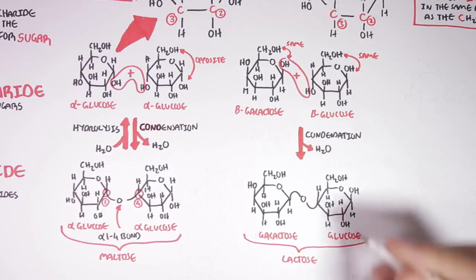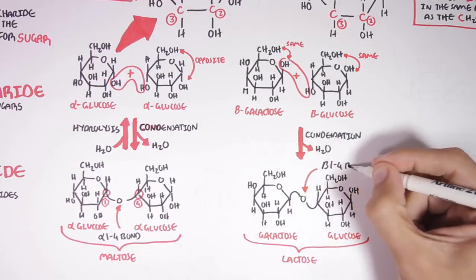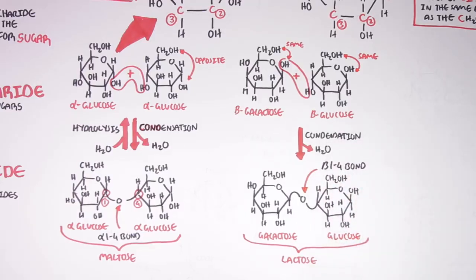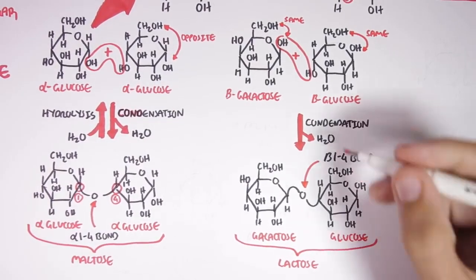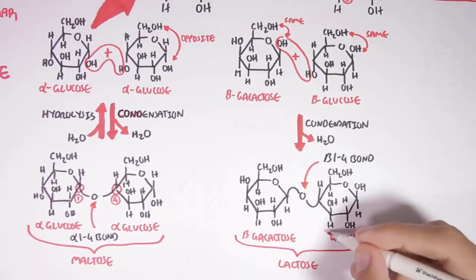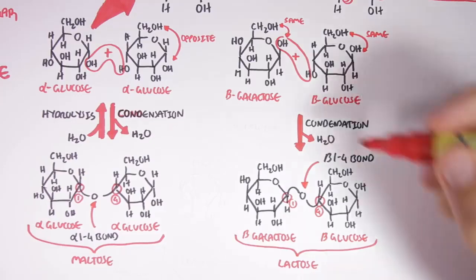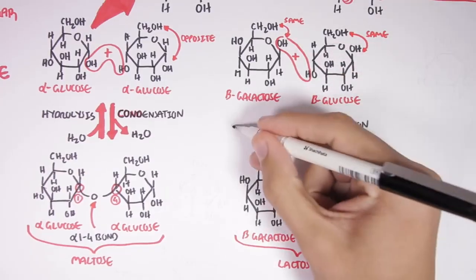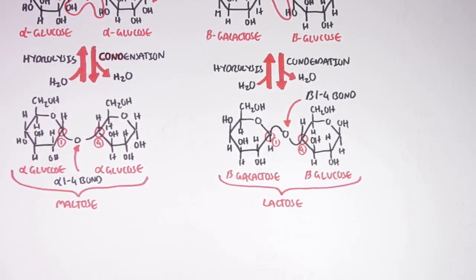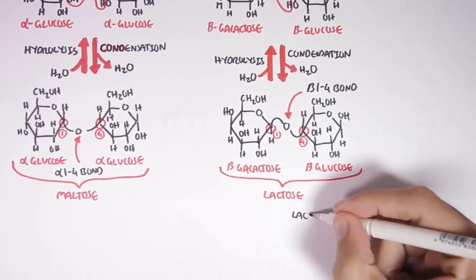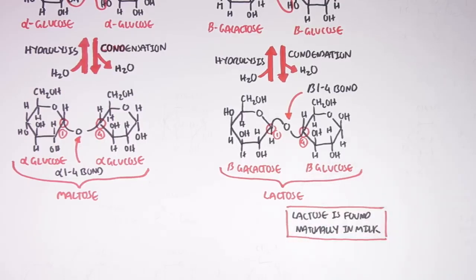The galactose and glucose are linked together by a beta-1,4 glycosidic bond. Now it is called a beta-1,4 glycosidic bond because the galactose and glucose are in a beta configuration, and also carbon number 1 and carbon number 4 are involved. The reverse reaction to break lactose requires hydrolysis by adding water. Now lactose, as you all probably know, is found naturally in milk.